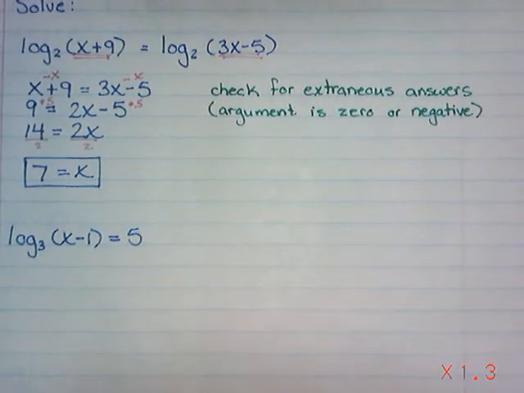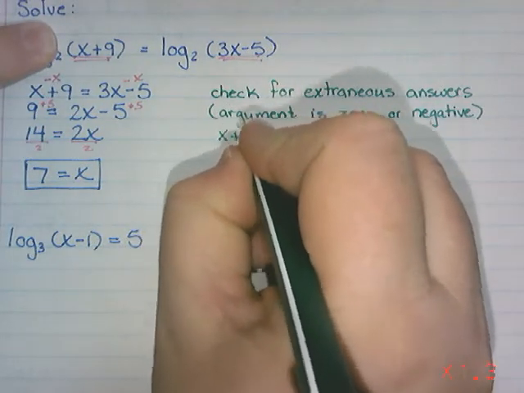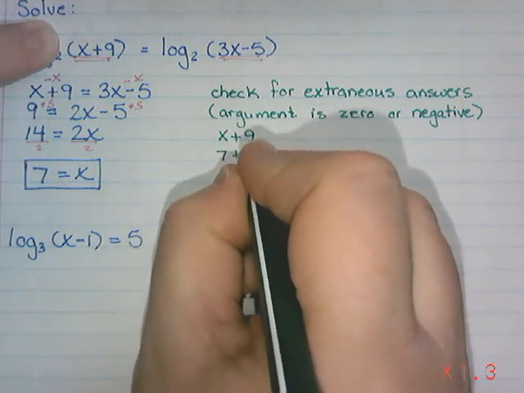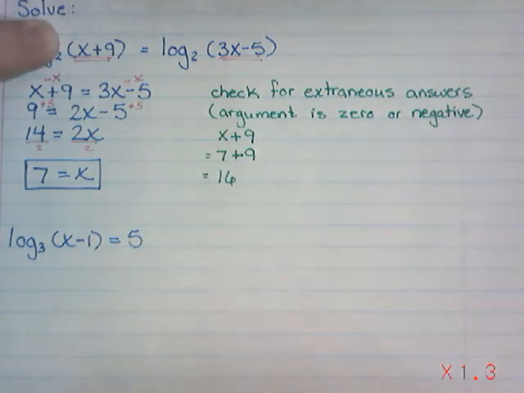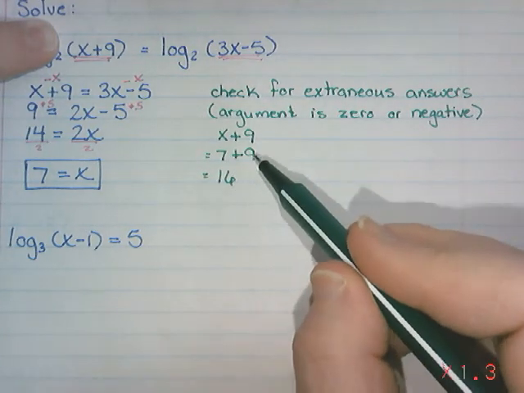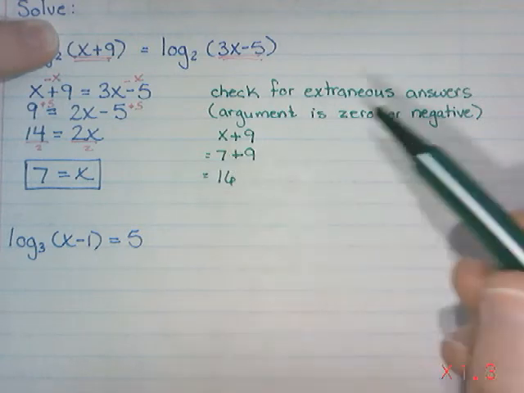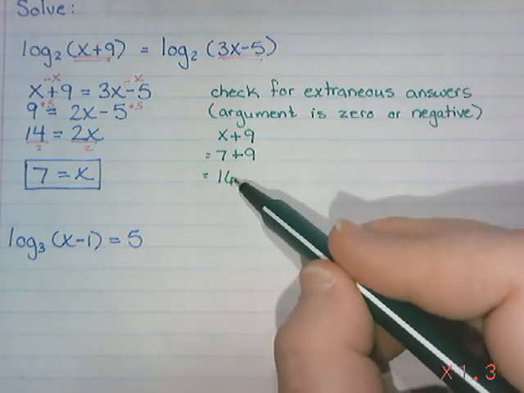Okay, so all I'm going to do is take the argument x plus 9. Everywhere I see an x, we're going to put in our answer of 7. So 7 plus 9 is 16. Is that 0? No. Is it negative? No. So it passed the first bracket, so it's good.